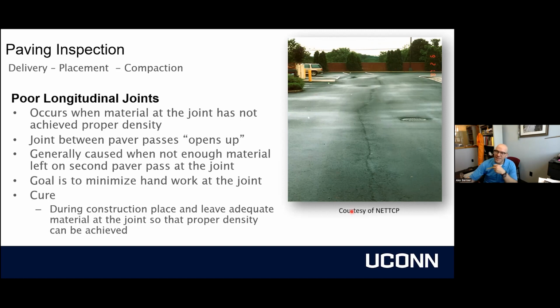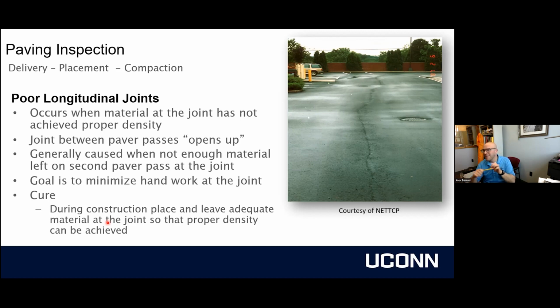Now, poor joints can occur when the material does not receive the right amount of density, low density, right? Water is going to get in, it's going to oxidize faster and fail faster. That is going to cause it to open up. And you will see when a low joint density occurs, a mat will look fine, and then you've got this big crack going down the road.